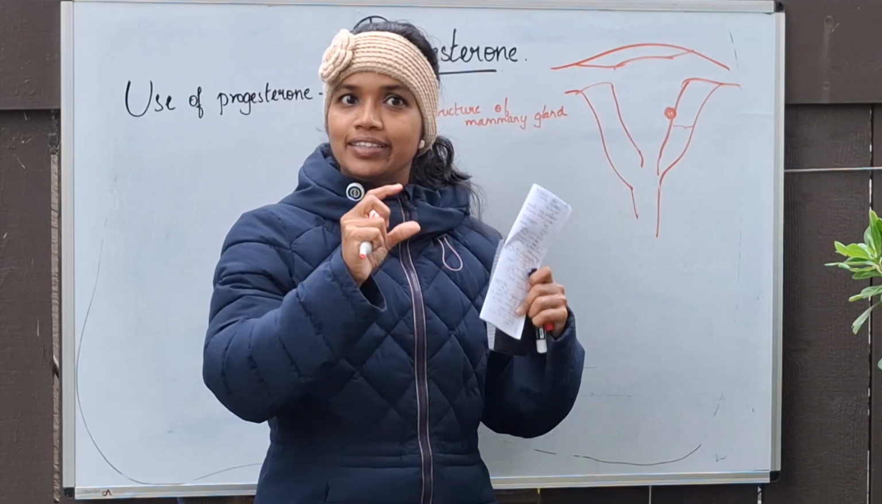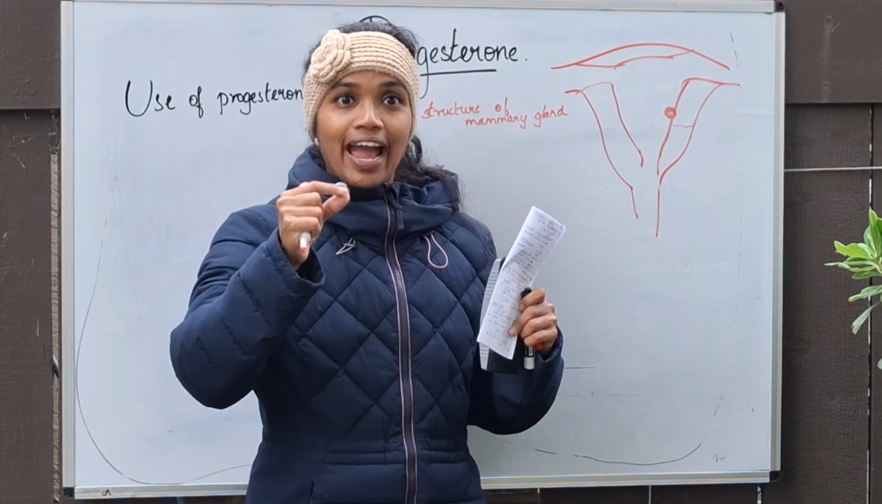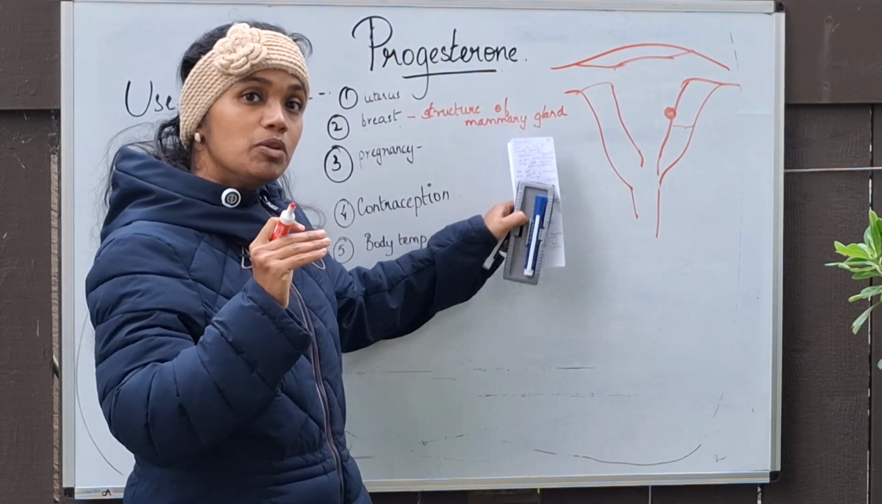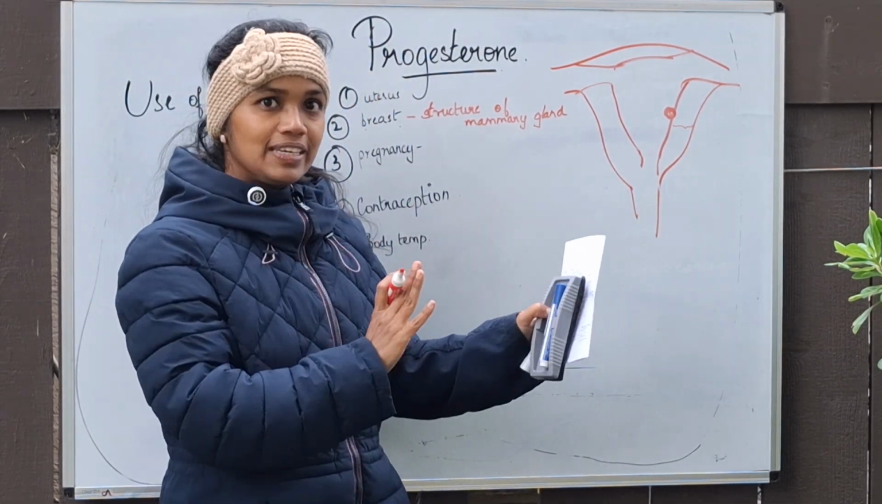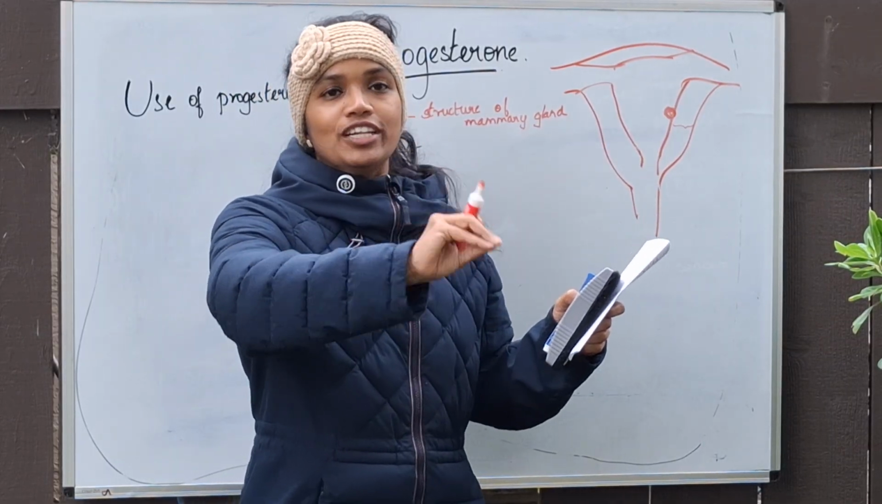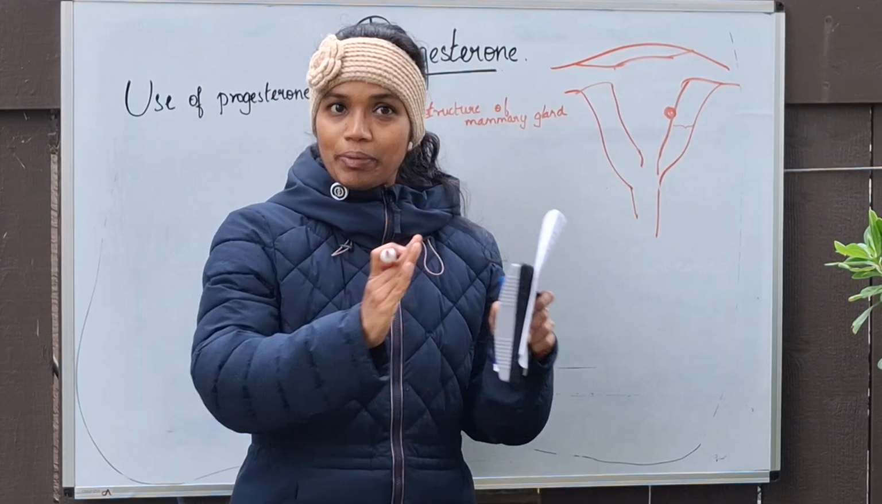Any prolactin that is produced can act on the breast alveolar cells and cause milk production. But the progesterone which is present throughout the pregnancy will not allow the prolactin to act on the breast alveolar cells. Therefore, it will not allow milk production during pregnancy.